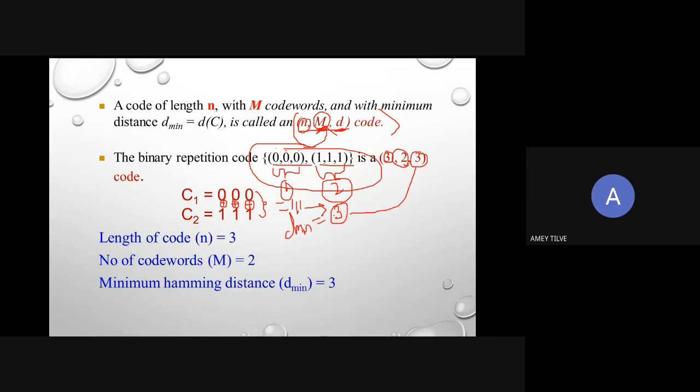That is 3. Anybody is having any doubt? I felt like somebody has opened the microphone. Anybody is having any doubt? They can ask me. Okay, this is just a simple explanation of what is n, what is m, and what is your d min, and how to calculate it.